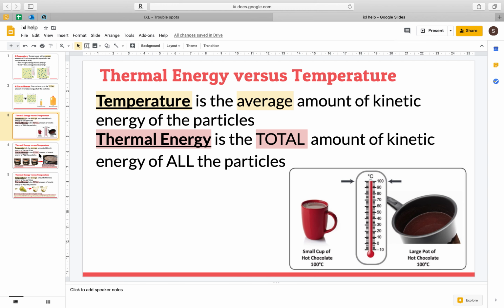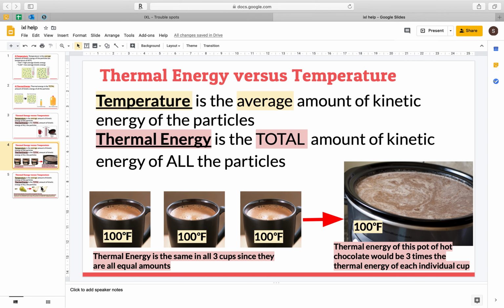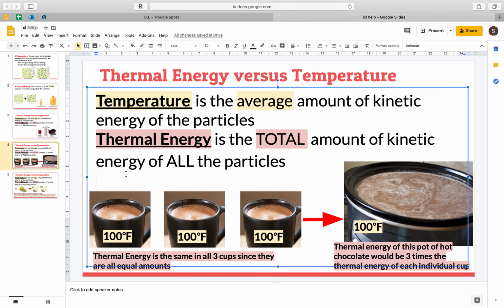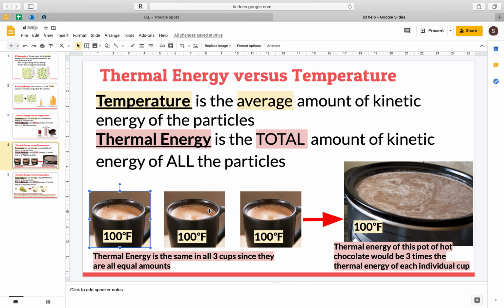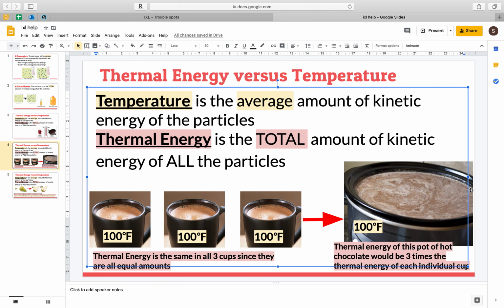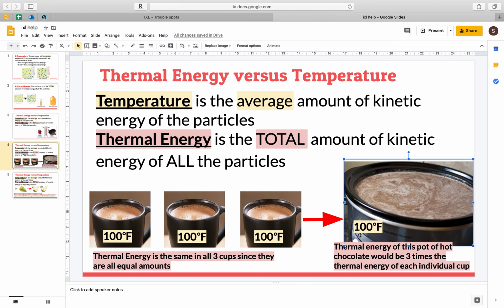Now, this is an example from the IXL question you had. Imagine you have 3 cups of hot chocolate and they're all the same size and there's the same amount of liquid in each one. Each of these cups of hot chocolate is 100 degrees Fahrenheit. The particles are moving pretty fast and on average they're all 100 degrees. That's the temperature. Now notice, if I pour all 3 cups of hot chocolate into this large pot right over here, the temperature will not change. It's still going to be 100 degrees.